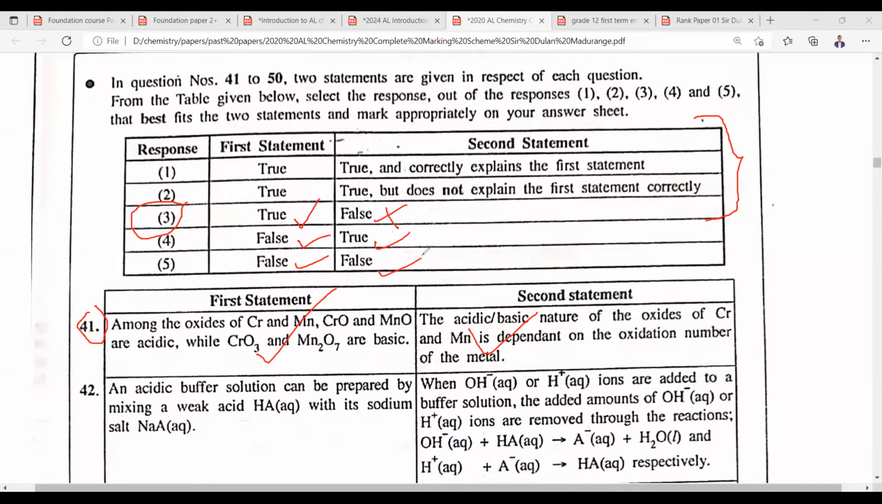Can you understand? You can read the statements and just get the validity. But what are answers 1 and 2? Both statements are true, but if the second statement is explaining the first statement, your answer is 1. If it is not explaining, your answer is 2.